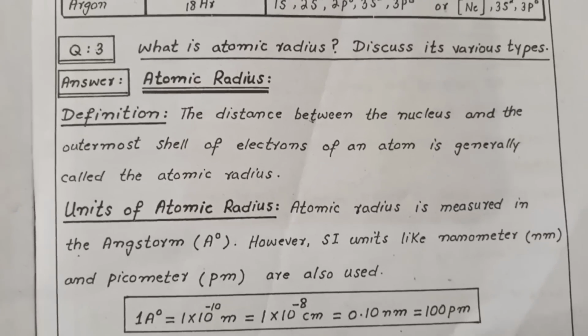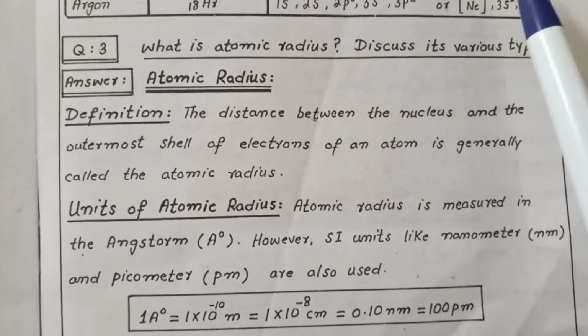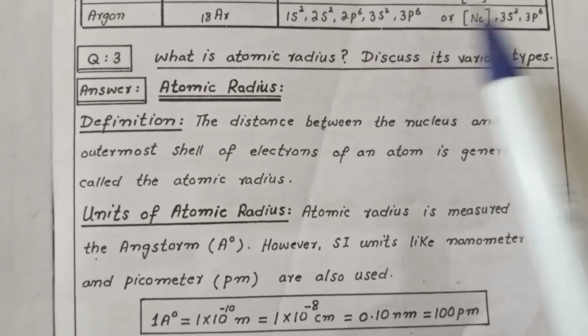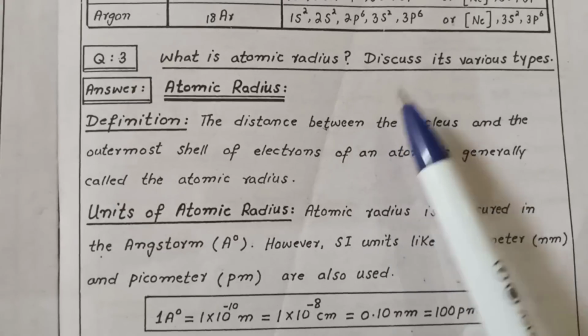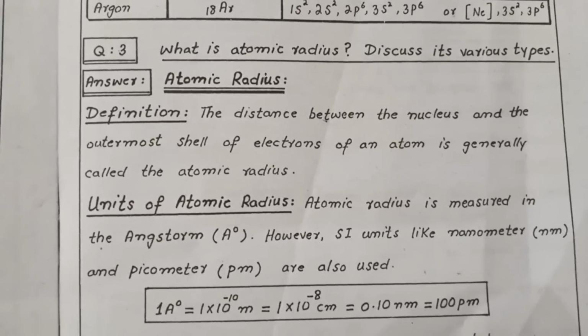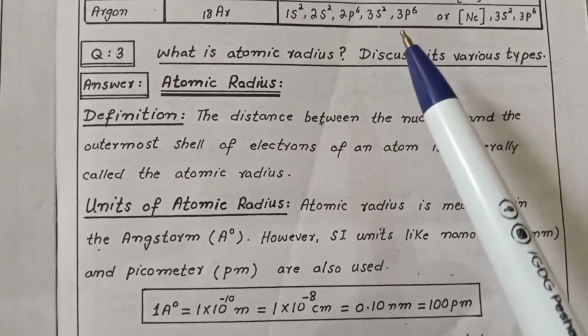So guys, in today's video we are going to discuss what an atomic radius is, and we are going to discuss the various types of atomic radius. So I request you to watch the video till the end and never skip any part, so you will understand the topic very well. So let's start.